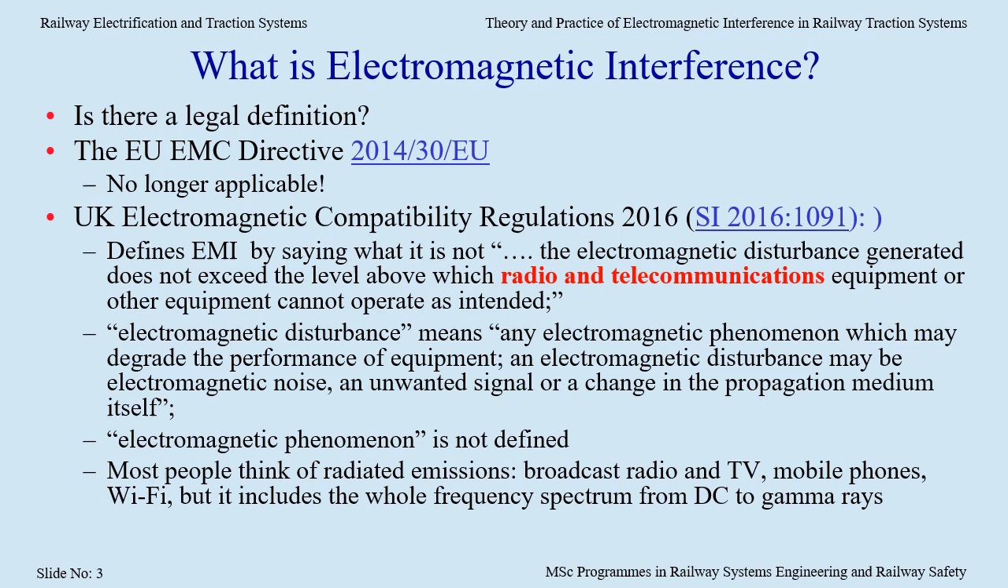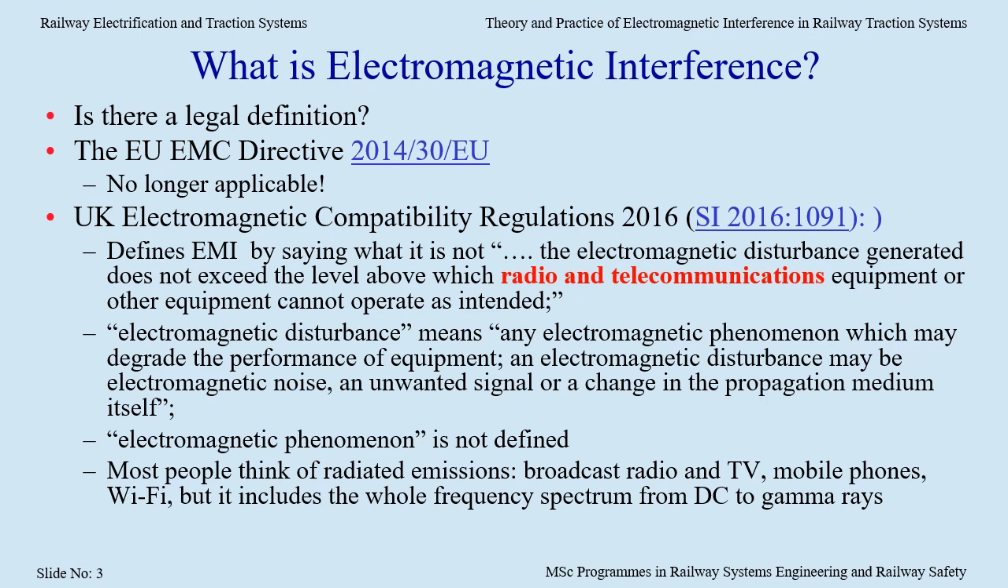So what does it have to say? It defines EMI by saying what it is not. The electromagnetic disturbance generated does not exceed the level above which radio and telecommunications equipment or other equipment cannot operate as intended. Note the emphasis on interference with communications. The purpose of the directive is to protect the broadcast spectrum.